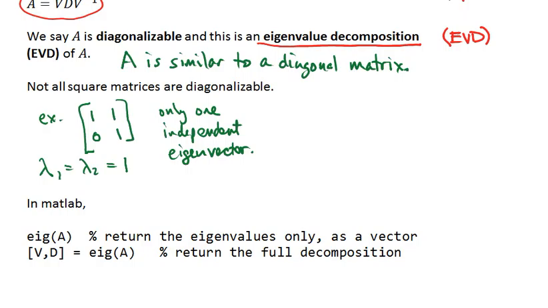Now, diagonalizable has nothing to do with singularity. So this matrix is non-singular and non-diagonalizable. But here's a matrix which is non-singular and diagonalizable. And here's a matrix which is singular and diagonalizable, and so on. So the two properties really have nothing to do with each other.